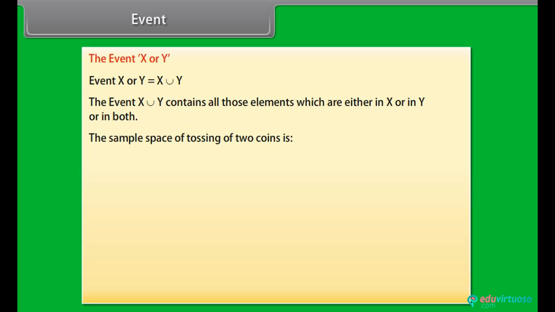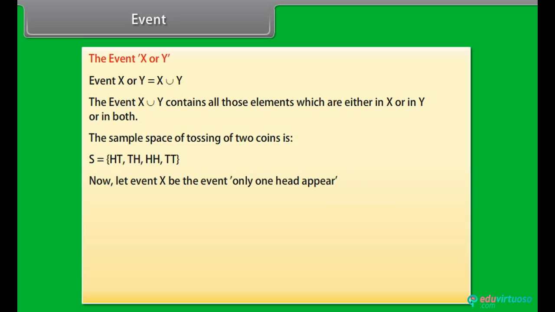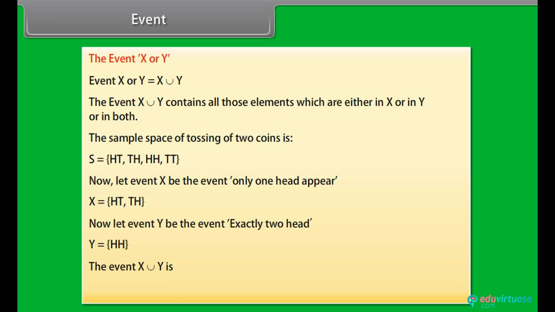The sample space of tossing 2 coins is S = {HT, TH, HH, TT}. Now let event X be the event only one head appears. X = {HT, TH}. Now let event Y be the event exactly 2 heads. Y = {HH}. The event X union Y is X union Y = {HT, TH, HH}.